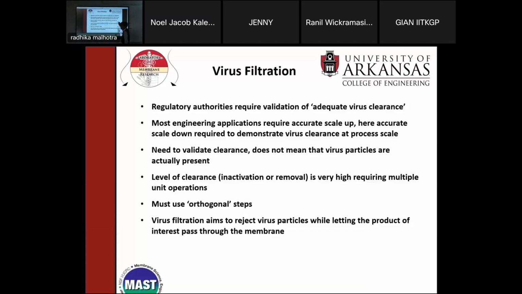That's actually a very huge number, okay? That's just huge. So if you've got such a huge number, you cannot use one unit operation because you can't grow viruses at such a high titer. So you're going to have to use multiple unit operations and then add them.